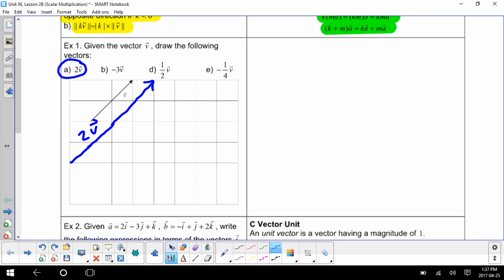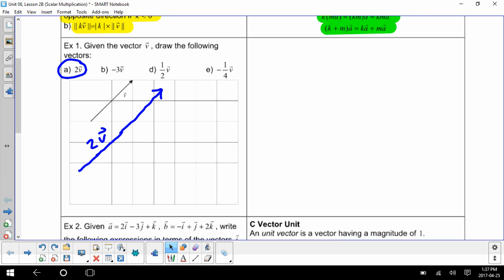The actual location of where I decided to draw it does not matter. So I could move it over here, and it is still equal to 2v. Or I could move it right on top, and it is still equal to 2v. So the actual physical location doesn't matter, just that it's going in the same direction and has twice the magnitude. Let's do the next one.